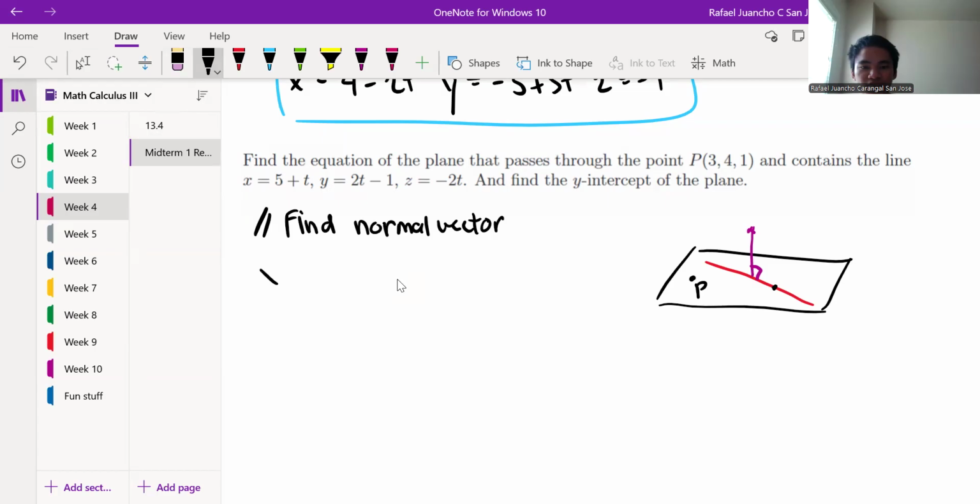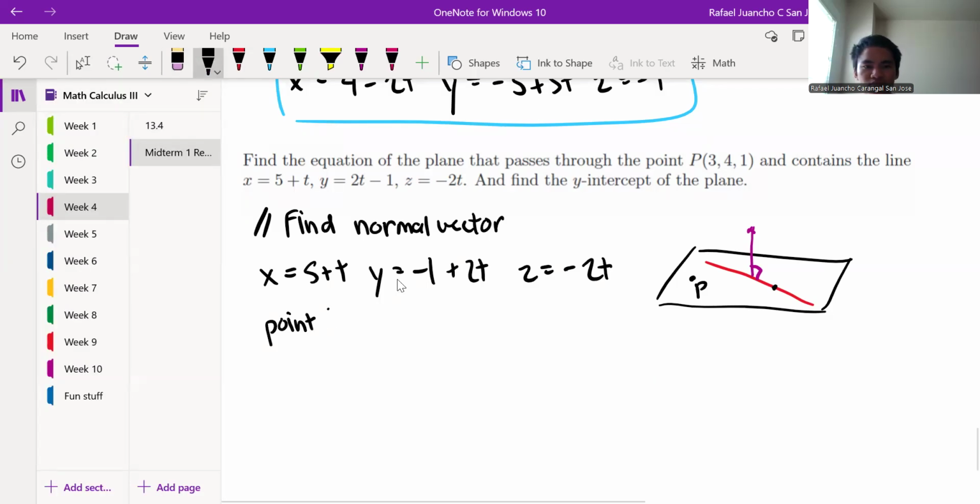So let's extract what we can extract. So 5t, y is -1 plus 2t. I'm just trying to format it in a way that makes sense to me. So here we can see the point that was used here. So point on line, let's call it Q. Here we say this is 5, -1, 0. Right? That's the point here. There's another point.